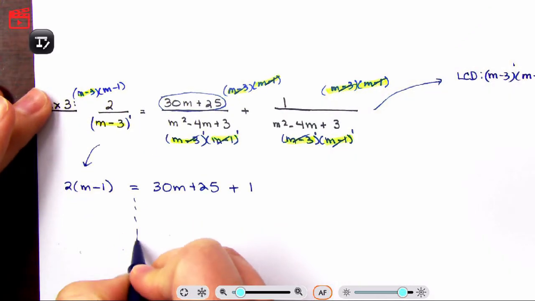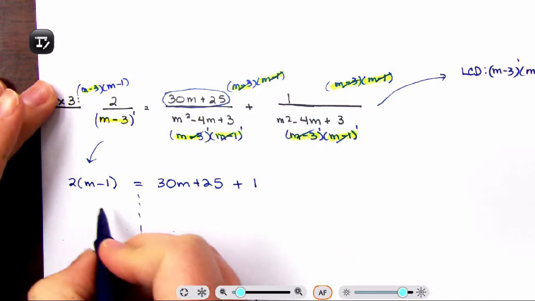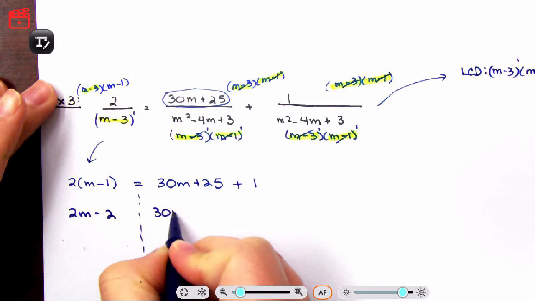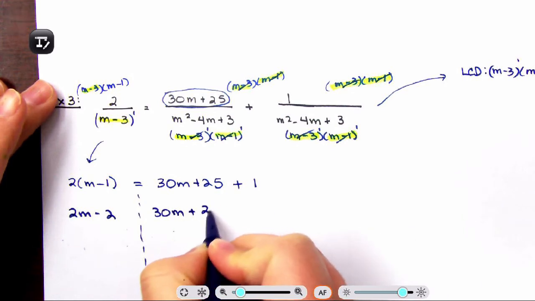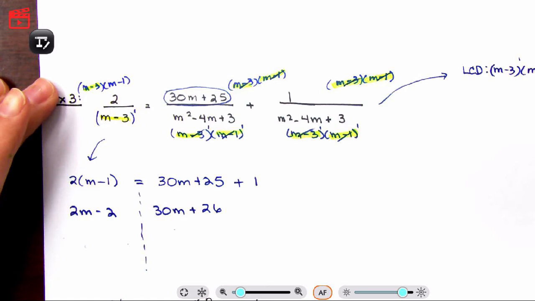Now we put our dotted line, and we're going to continue multiplying or factoring things out. In this case, I have 2m minus 2. Here I have 30m plus 26. Again, what's our goal? Our goal is to get m equals to something. I'm noticing I don't have an exponent. My exponent is 1. So since my exponent is 1, I'm just going to continue algebraically. I don't have to set anything equal to 0.